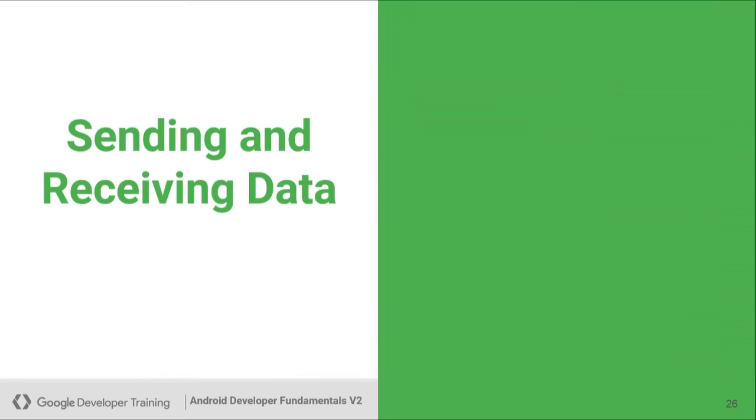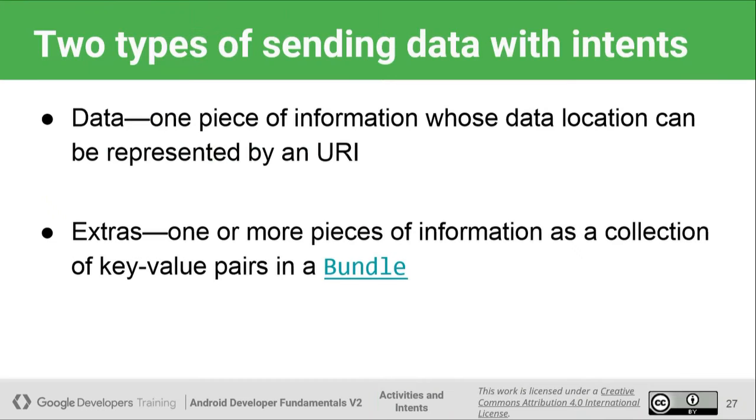So, sending and receiving data between different activities. First of all, we should know what types of data we can send with intents. The first one is data. One piece of information, whose data location can be represented by a URL. So the data which has a location, we can send those data.